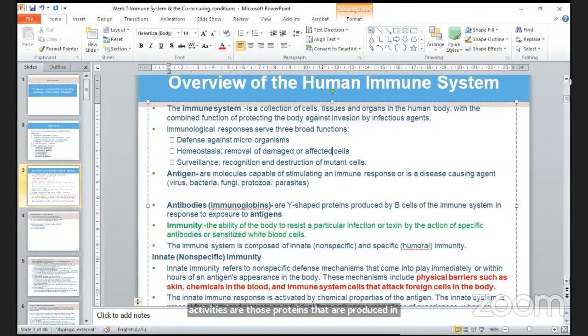Then we have immunity. Now, what is immunity? It's the ability of the body to resist an infection or toxins produced by an infecting particle, such as bacteria.